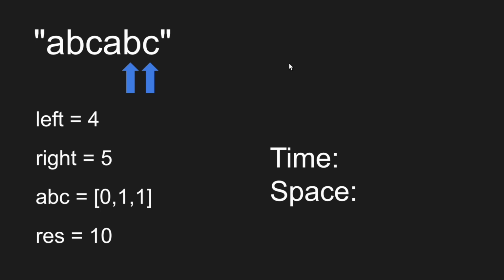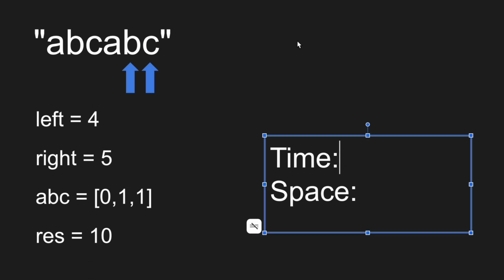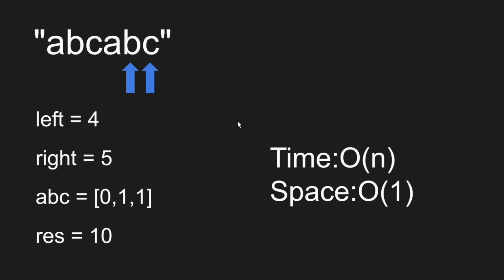Now we will shift the left pointer and update ABC. And as we see, this is invalid. So we would shift the right pointer, but we have come to the end. So our result is 10. The time complexity would be O of n, where n is the number of characters in the string, because that is the number of characters that we will iterate through. And the space complexity would be O of 1, because we are not using any extra space.